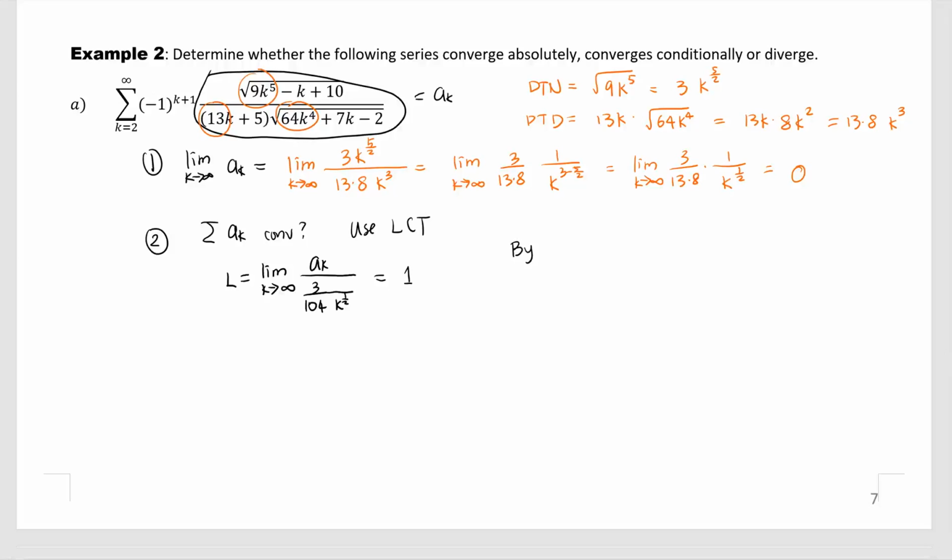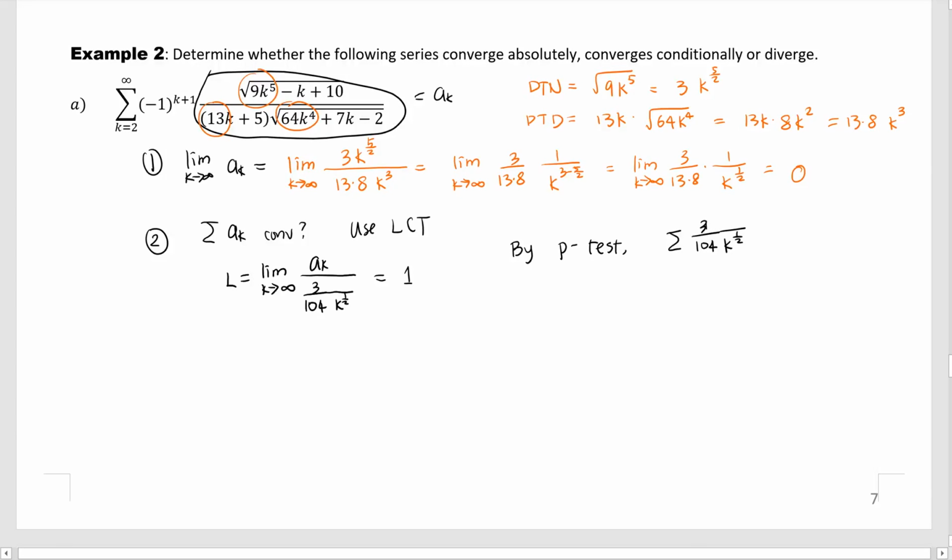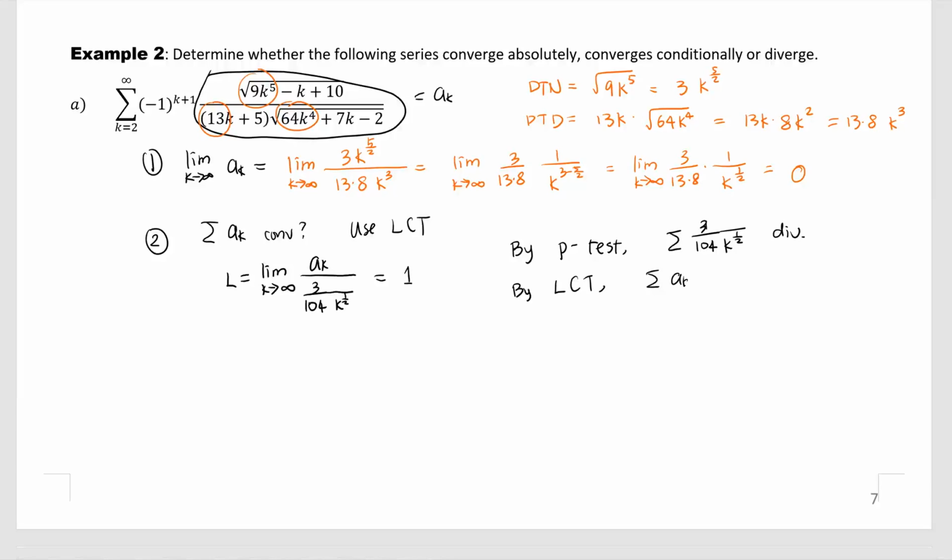So by the p test, our p series, 3/104 over k to the 1/2, has p equal to 1/2. 1/2 is less than 1, so it diverges. Then by the limit comparison test, our series also diverges.